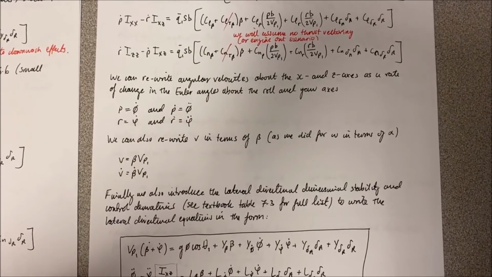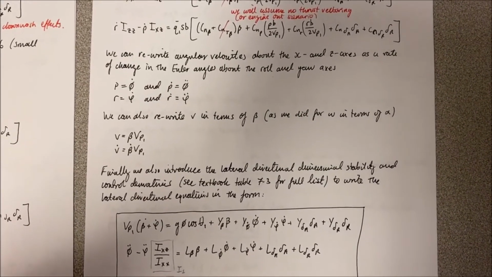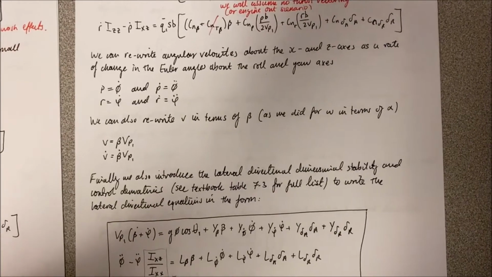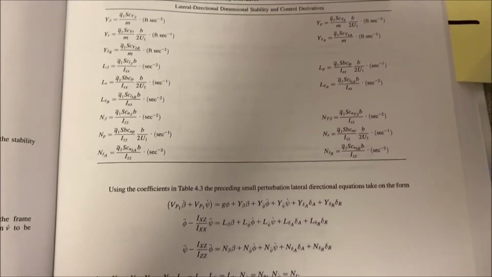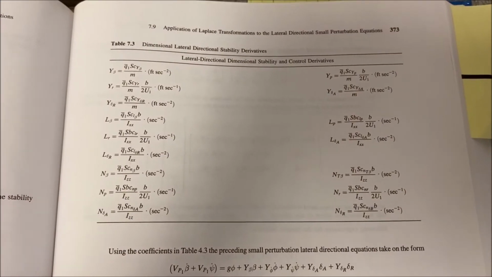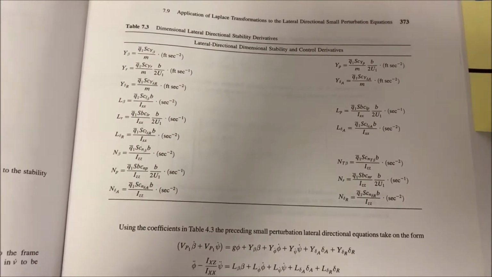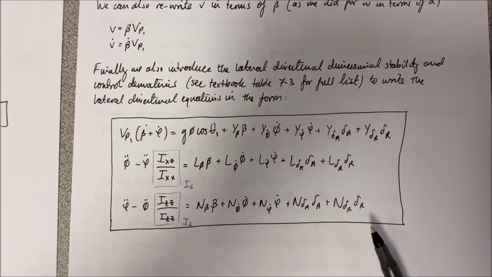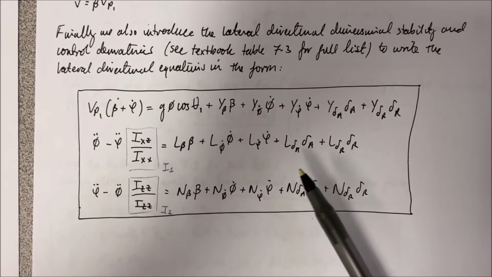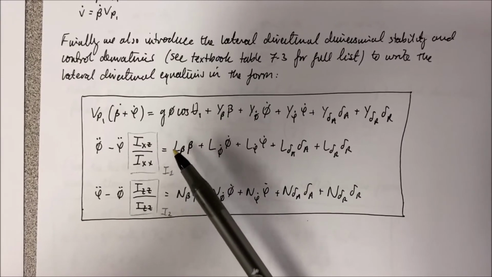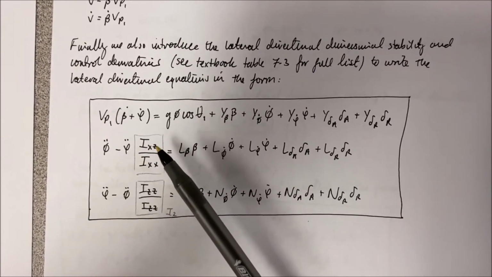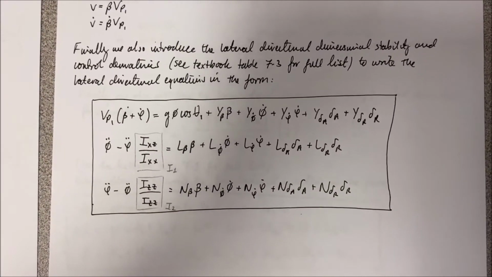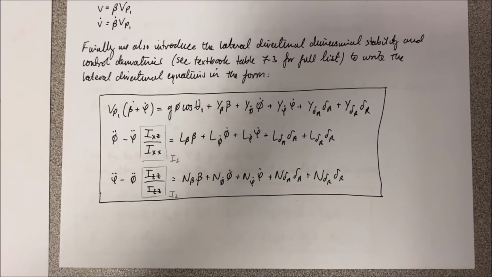We put all of that stuff together. Again, there is a full list of these derivatives in the textbook on page 373, table 7.3. There they are, look. A full list of derivatives which allow us to simplify this expression here to get this slightly neater thing down here. The only thing I need to point out is that from now on we're going to call this ratio of moments of inertia I1 and this ratio of moments of inertia I2.